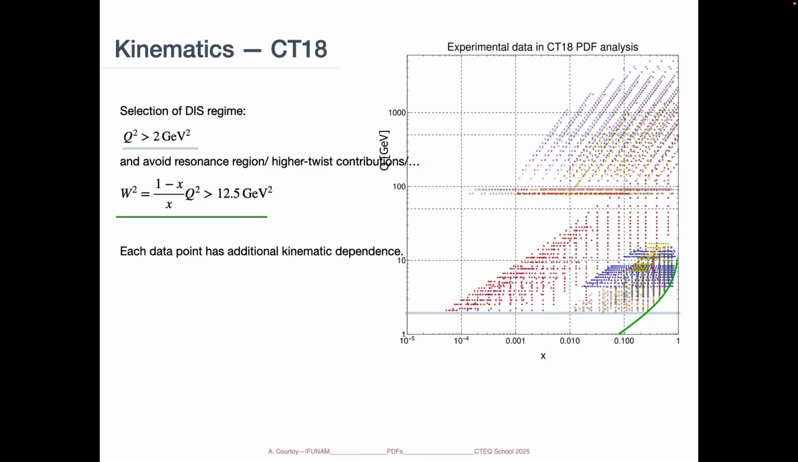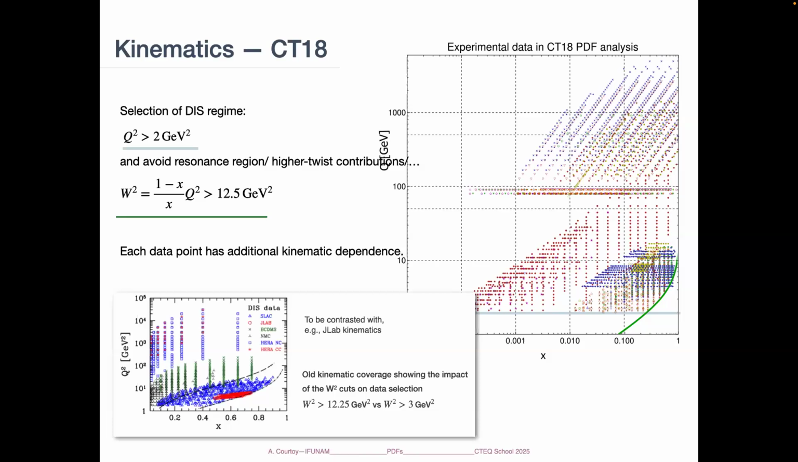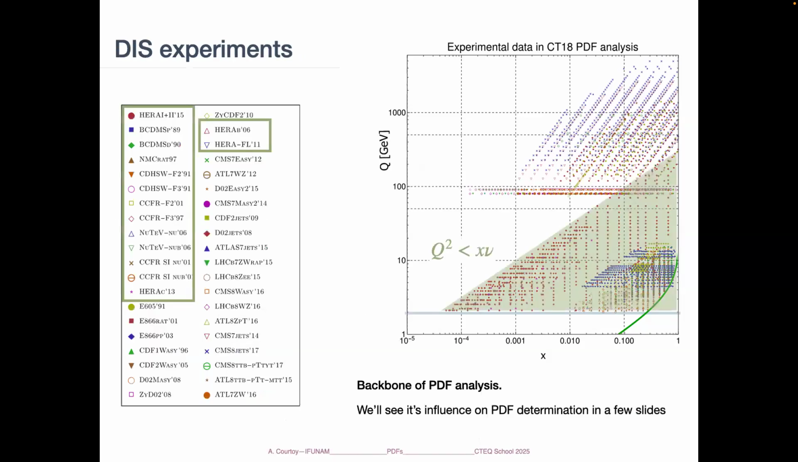And just to compare, if you take a different cut on the W square, you would have much more data here from old experiments. That would include some of the JLab data, for example. So those are the things that we have.